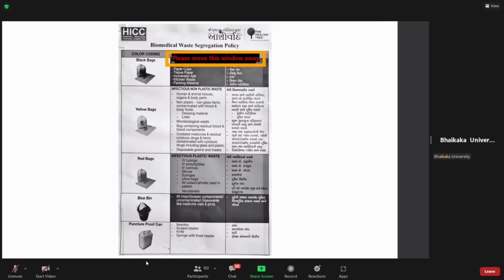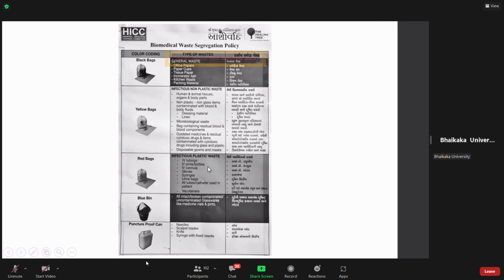Yellow bag is for the disposal of infectious non-plastic waste. Non-plastic and infectious waste, for example, animal and human tissues, body parts. In surgical OT, you may find such types of tissues. In gynec, you may find placenta. So placenta is disposed in a yellow bag. It's infectious and non-plastic waste. So any animal tissue or human tissue, disposable gowns and masks are disposed in yellow bags. Other linen, dressing materials.